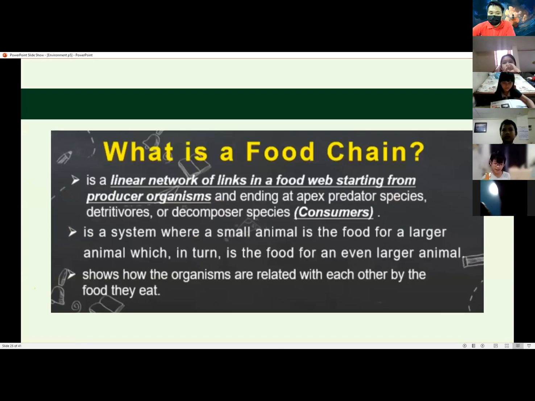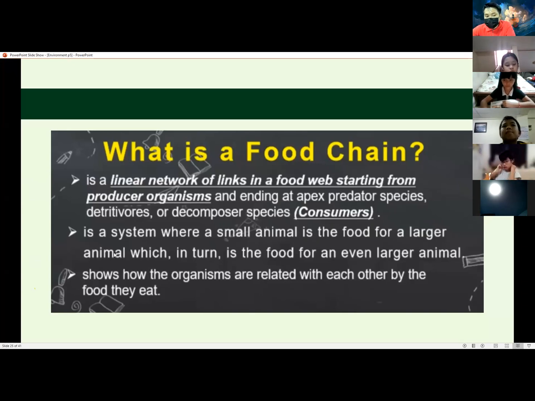Next, what is a food chain? So a food chain is a linear network of links of food in a web, starting from the producer organisms and ending at apex predator species, detritivores or decomposers, or the consumers. Producers are the plants. Always remember, producers are the plants, while the consumers are the animals.